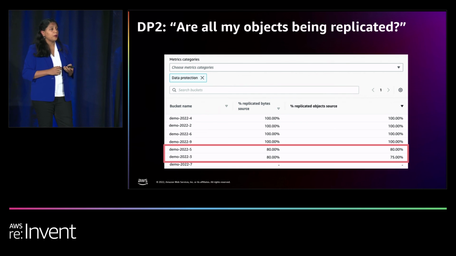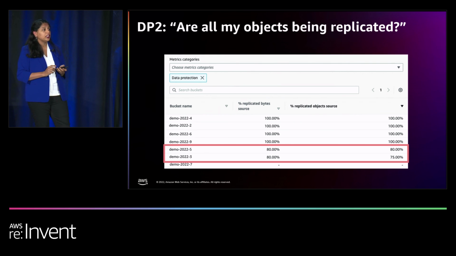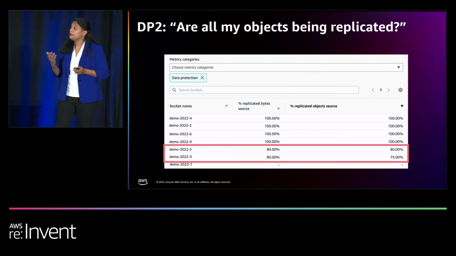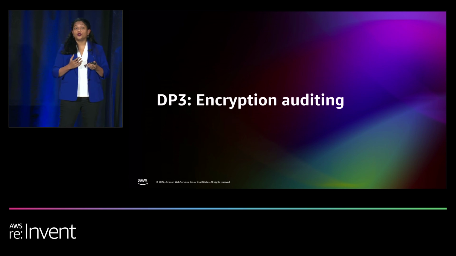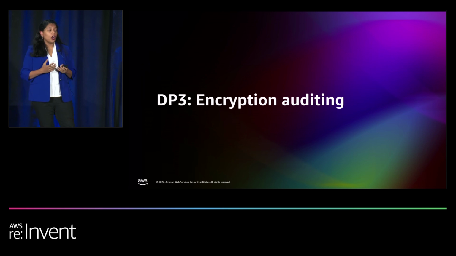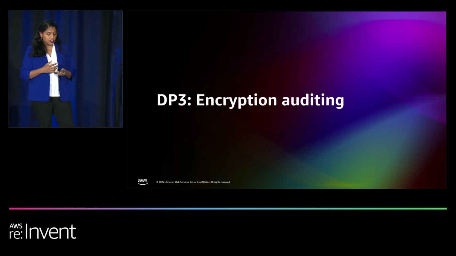To find what these objects are, you can enable S3 inventory. S3 inventory has a replication status field that you can use to discover the objects that have either failed or are still pending replication. So we learned a few possible ways to use Storage Lens to audit your replication usage. And on to the last data protection feature that we will discuss today, which is encryption.